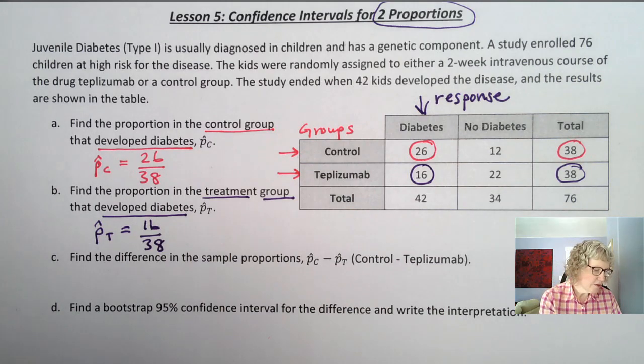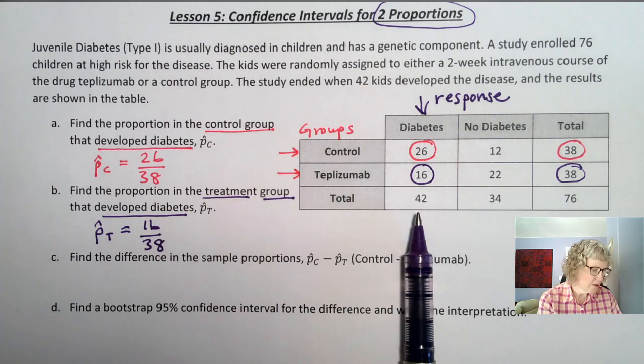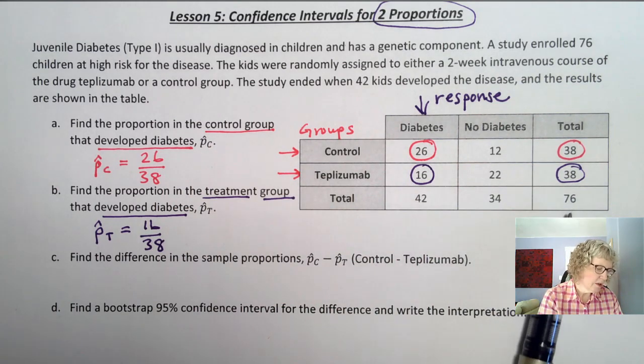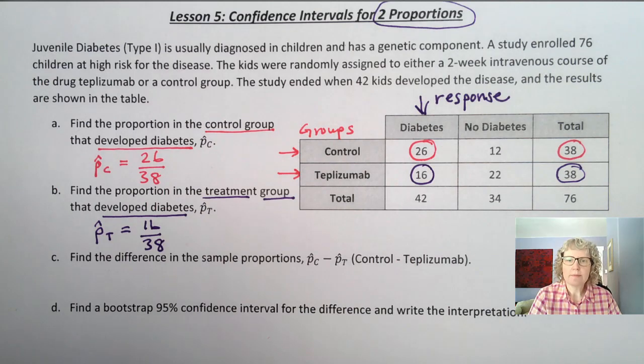You'll notice there's a bunch of numbers we're not using. We're not using the total of diabetes or total of no diabetes, or really the grand total at this point. We want to know, are these different? Are they the same? Was this drug effective? That's what we want to know, or how effective was it? So to compare the two groups, we're usually using a difference. What's the difference between the two groups?